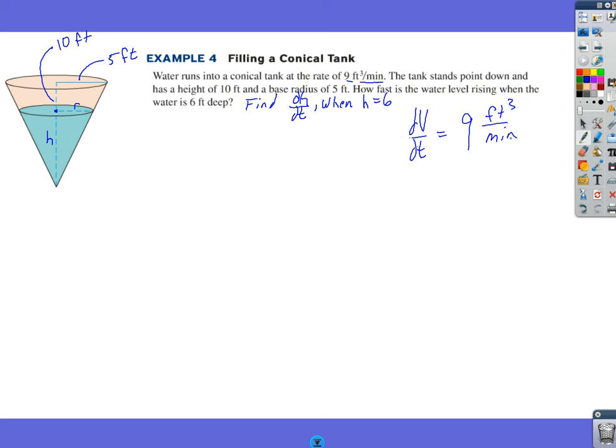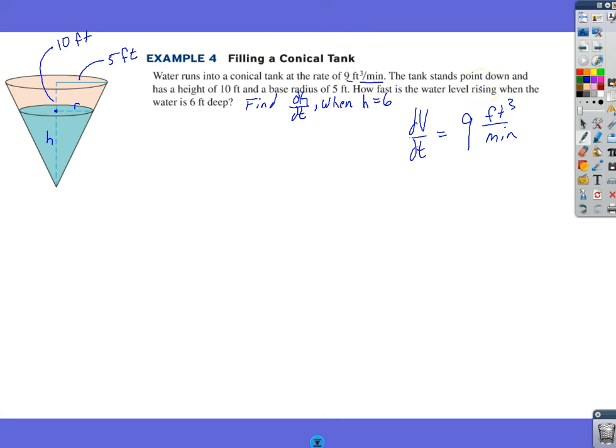Then the next one, they talk about the tank standing point down has a height of 10 feet. Notice over here, I said that my height, this dashed line all the way up, is 10 feet, and that my radius is 5 feet. How fast is the water level rising when the water is 6 feet deep? So this last part, I wanted to figure out what it is asking me to find. It's asking me how fast is the water level rising.